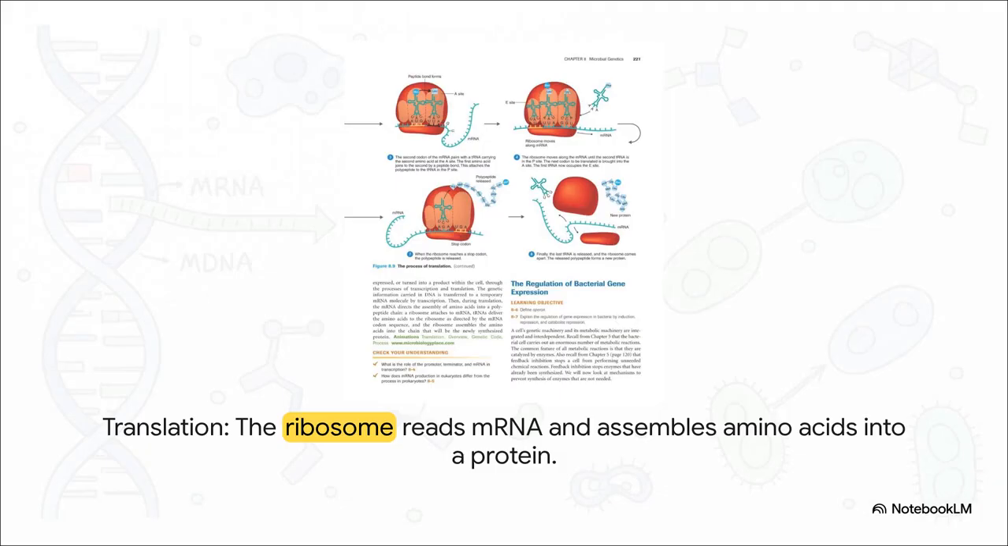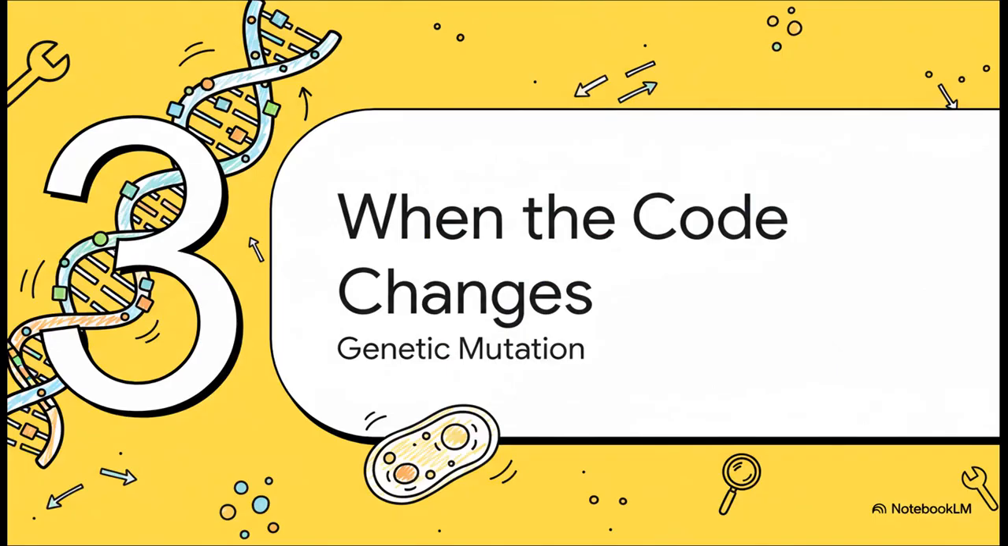And that brings us to step 2, translation. A structure called the ribosome acts as the protein factory. It clamps right onto that mRNA copy, reads the three-letter codons one by one, and assembles the right amino acids into a chain, creating the final, functional protein. Simple as that. Now, this process is incredibly precise, but it's not foolproof.